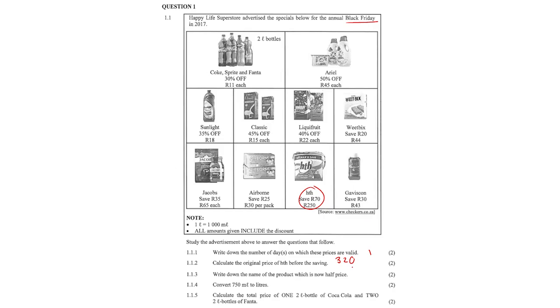1.1.3, write down the name of the product which is now half price. Take a look, feel free to pause the video. That is going to be Ariel, because that is 50% off.